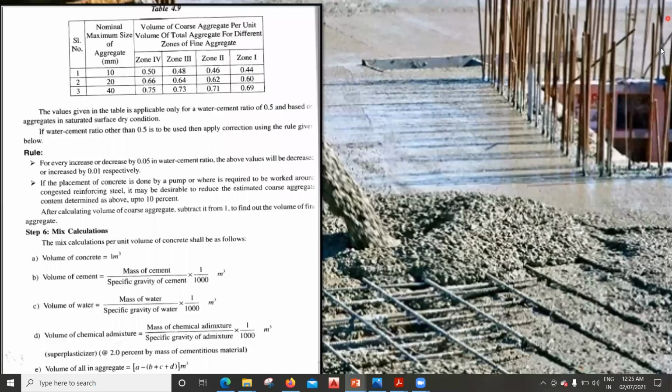See what the code is trying to tell, just concentrate on these words. If the placement of concrete is done by a pump, or whenever it is required to work around congested reinforcing steel. What do you mean by reinforcing steel? Suppose when you put up the column, we try to put more reinforcement.